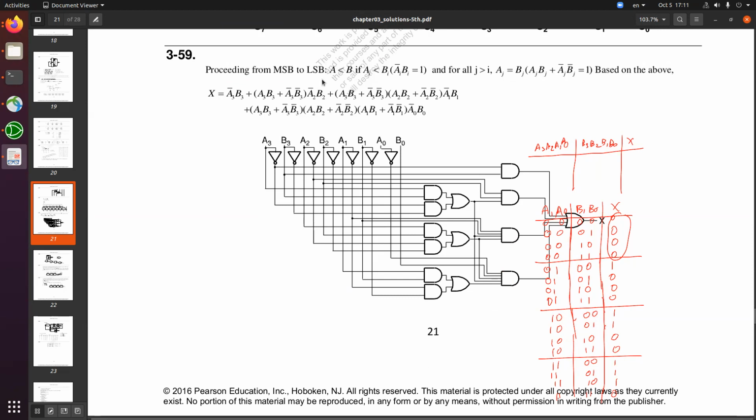So they have come up with this generalization: a is less than b if ai is less than bi, and aj equals bj for all j greater than i. Based on this generalization, they have come up with this equation. So essentially, you need to find that out. What are the generalizations that you can make, and based on this generalization, you should be able to solve that.